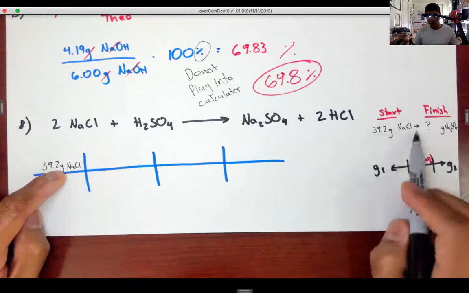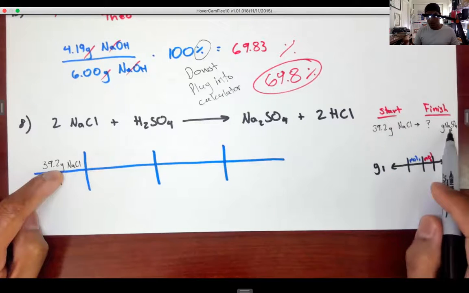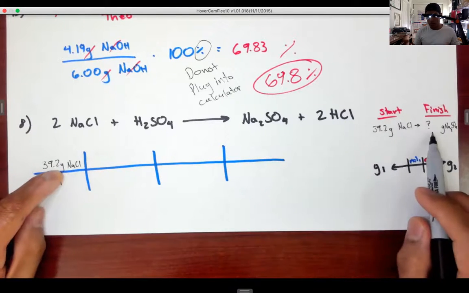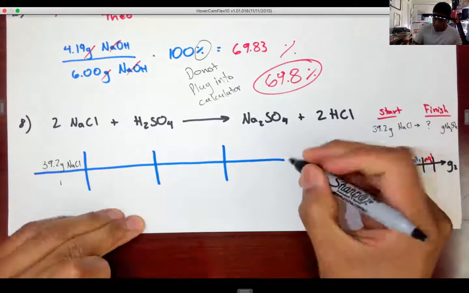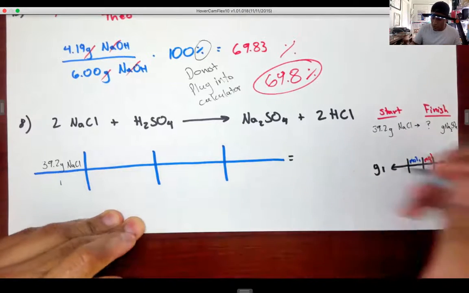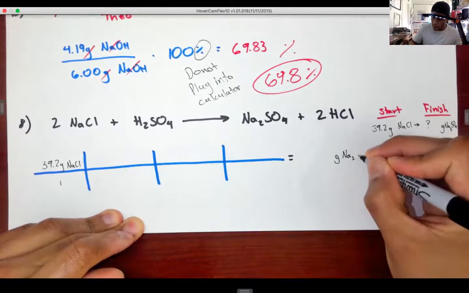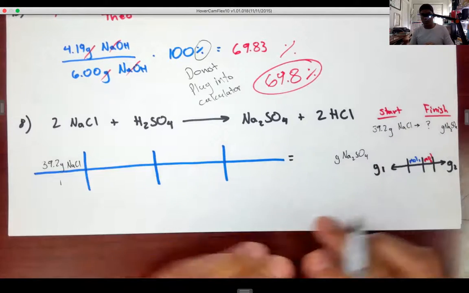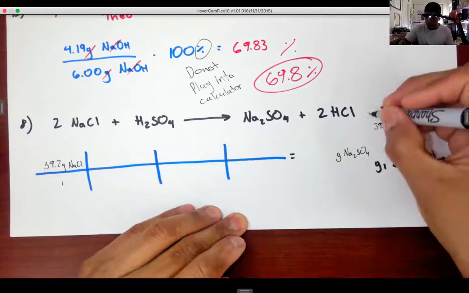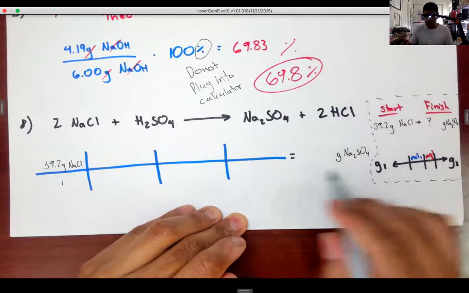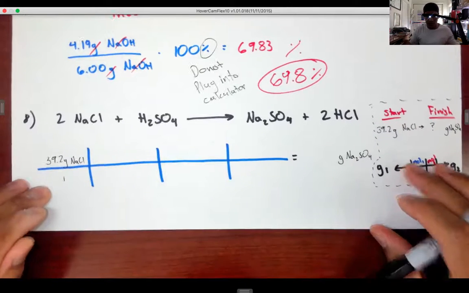Basically, whatever you're starting with is what you're putting here. Whatever you're finishing with, you don't know what the answer is, but at least you know that you're supposed to finish with a unit of grams of Na2SO4. Always do this, guys. It'll help you so much if you just go ahead and set it up this way, the way that I did right here with the bridge notation.